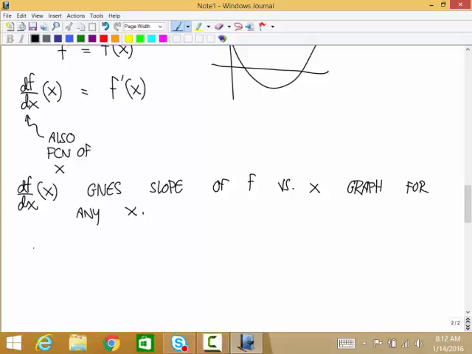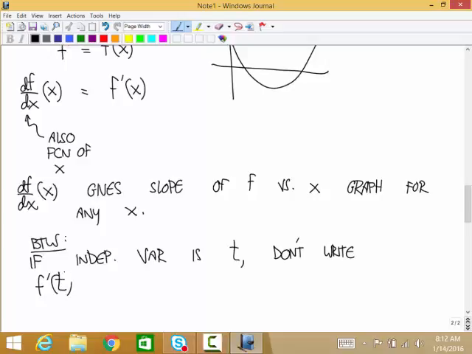By the way, if the independent variable is t, we don't write f prime of t. We write f dot of t. So I'm going to use that notation in addition to df dt.